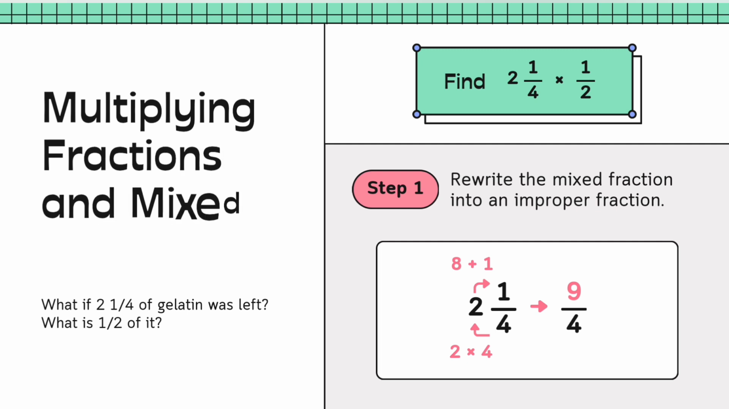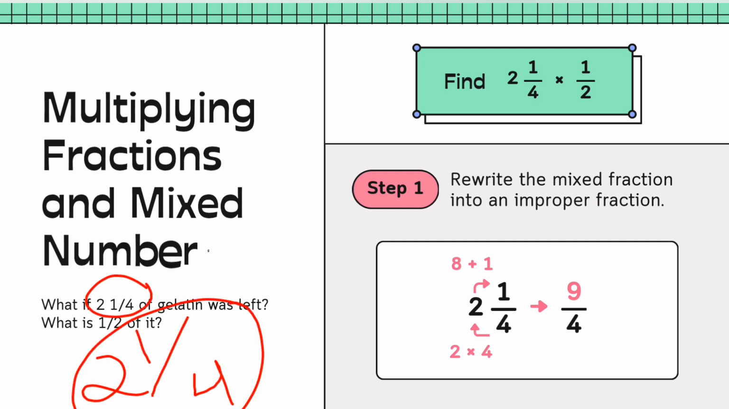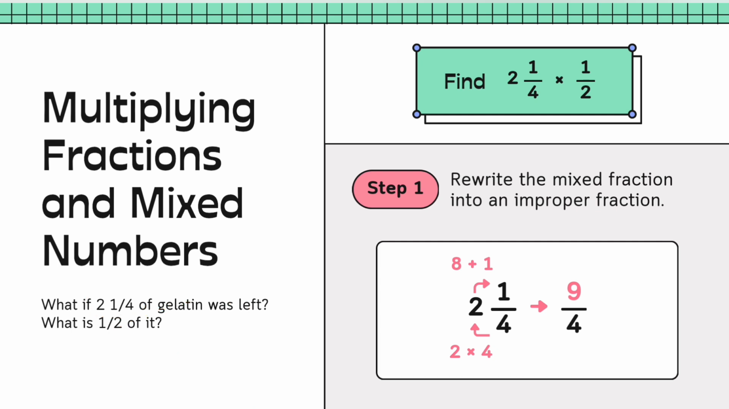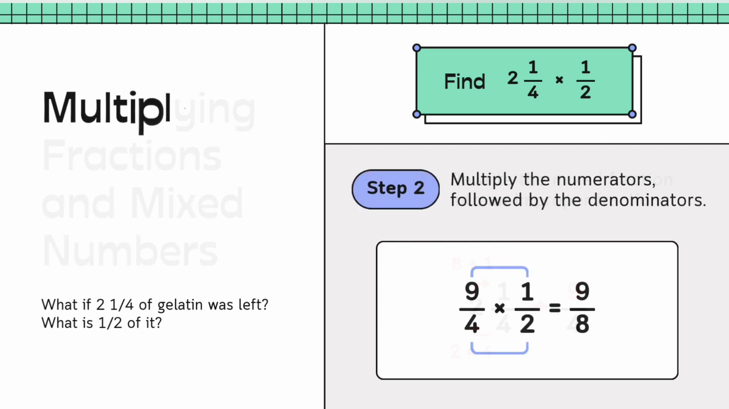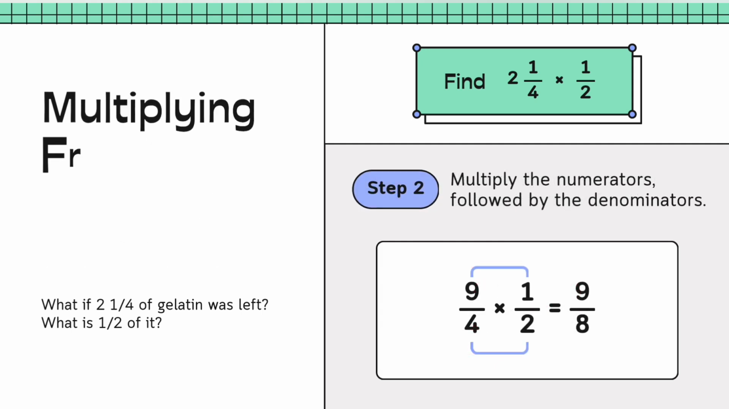What if 2 1 bar 4 of gelatin was left? What is 1 by 2 of it? Matlab, 2 1 by 4 of the gelatin is left and we want half of that. Okay, half of that. So what we have to do? We have to convert this mixed fraction into proper fraction. How we can do this?